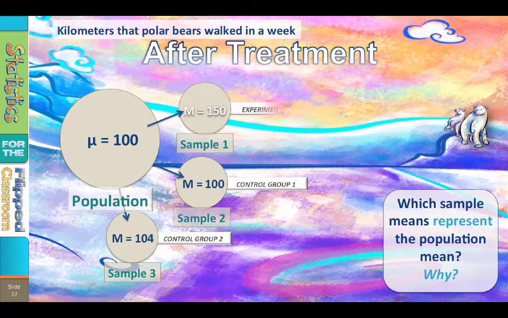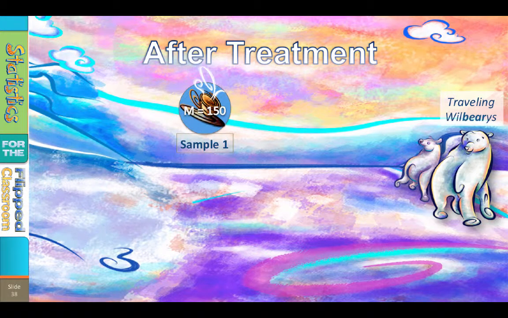Now, the sample mean for the experimental group is 150. Does that sample mean represent the population mean? Now I'm beginning to have my doubts. I'm not so sure I can explain a 50-point difference just by random chance. I'm skeptical. So how do I explain this sample mean of 150 among the polar bears who consumed caffeine?